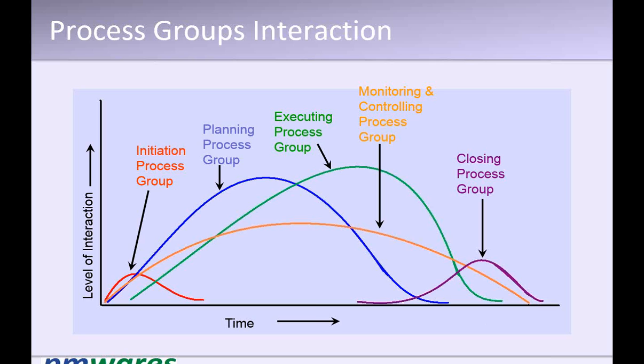Okay, so in that there is a diagram which is showing initiating the process group, then planning the process group, executing the process group, and closing the process group. And we have the monitoring and control process group. Now in the executing process group, there is a bidirectional link with the seller proposal.